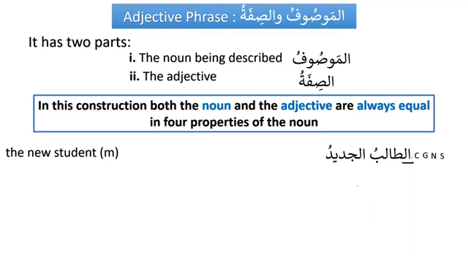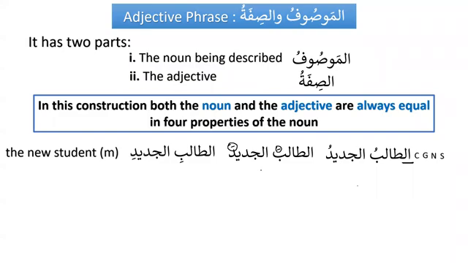So whenever you look at these four properties of the noun, C, G, N, and S, and you see that both nouns that are together, the first one is noun and the second one is adjective, are equal in the four properties, that means it is adjective phrase, which is basically mawsuf and sifa. Now if the ending changes, at-taliba al-jadida, then the ending has to change for both. We can't change it for only one, because mawsuf and sifa are equal in the four properties, so it has to be at-taliba al-jadida.